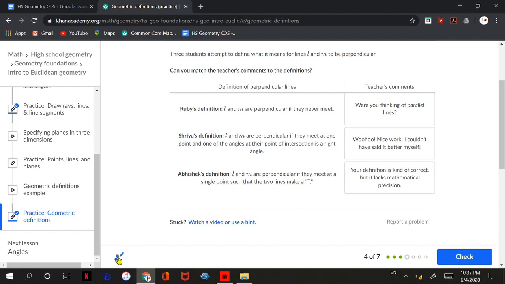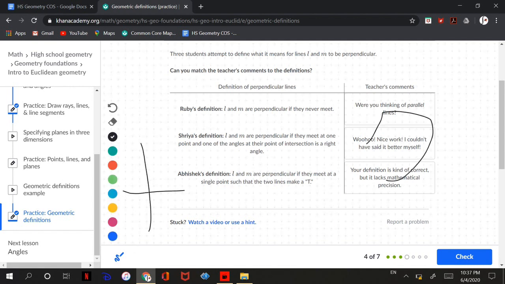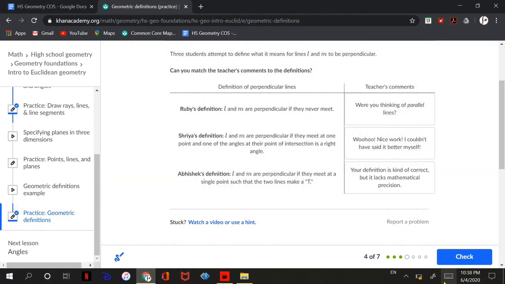Let's say you had two lines, and they intersect, and at least one of their angles is 90. If one of their angles was 90, the other would have to be 90, because these two would be supplementary. So 180 minus 90 would equal 90. So all these would be 90, and so they would be perpendicular. Two lines are perpendicular if they meet at a single point such that the two lines make a T. That lacks mathematical precision, so no.